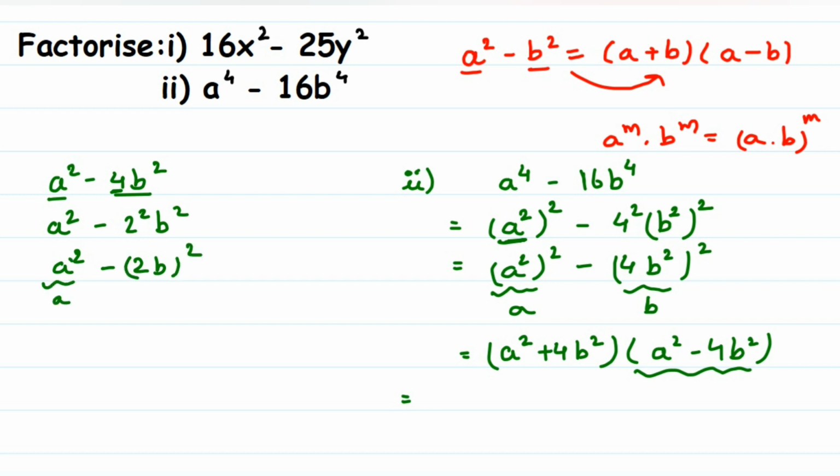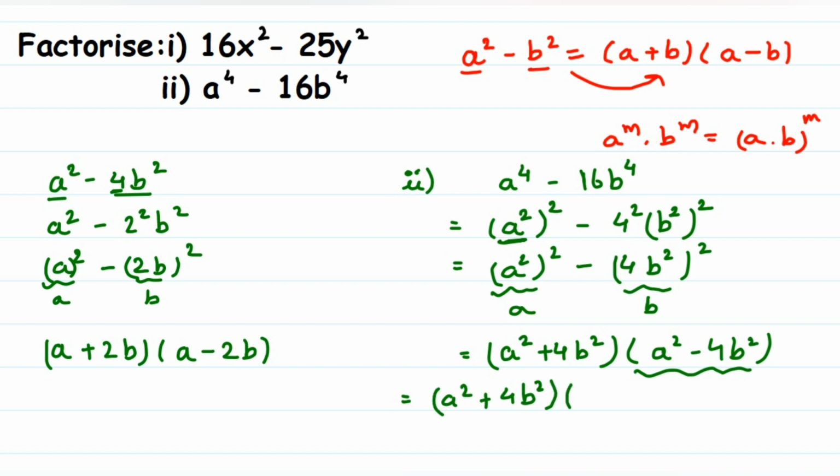Now here in place of a, we have a only. In place of b, we have 2b. Now apply this in the identity. Substitute this in the right side of the identity. It will become a plus 2b into a minus 2b. The second term I'm factorizing again, so this answer will become a square plus 4b square, and the second term I have factorized once again, right? So this will become a plus 2b into a minus 2b.